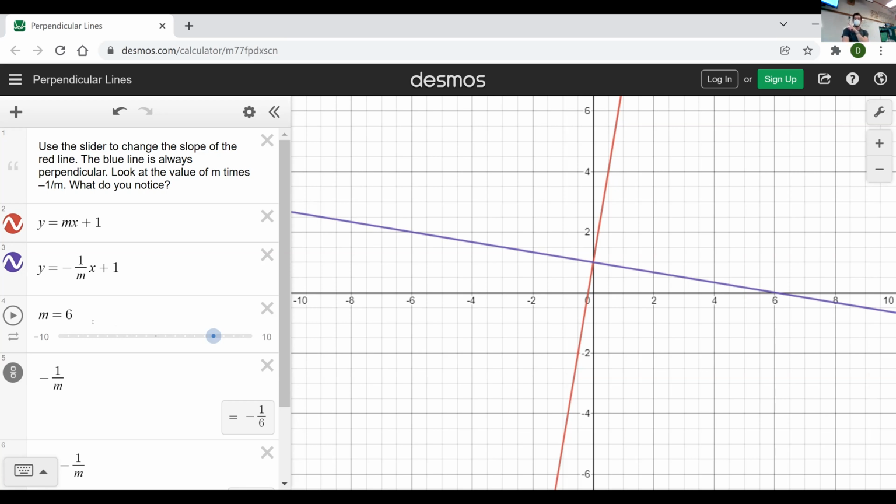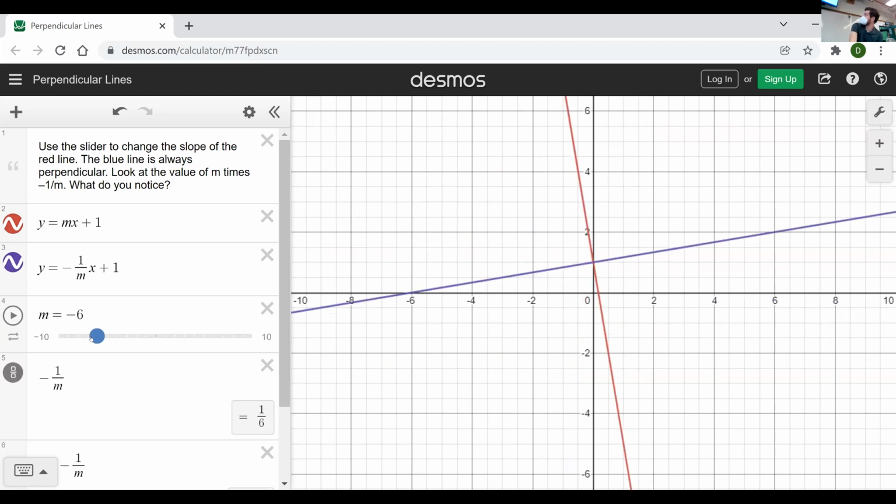Now watch what happens if I make the red one a negative. So right now, the red one is a +6. What if I were to go back and I made this a -6? So the red one now has a slope of -6 or -6/1, and the purple one is now a +1/6.